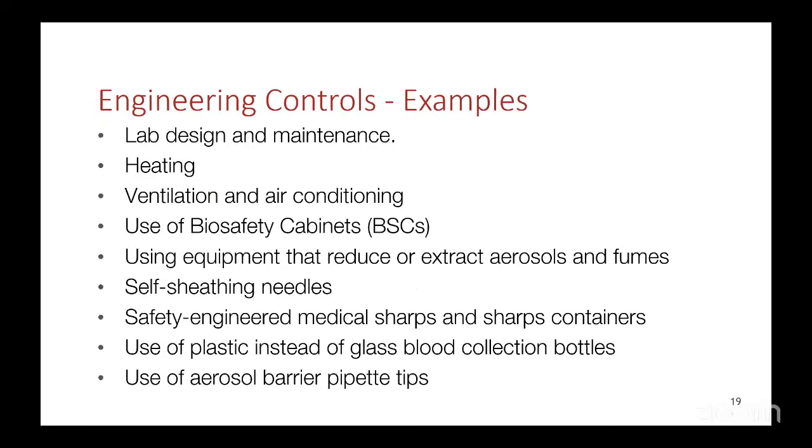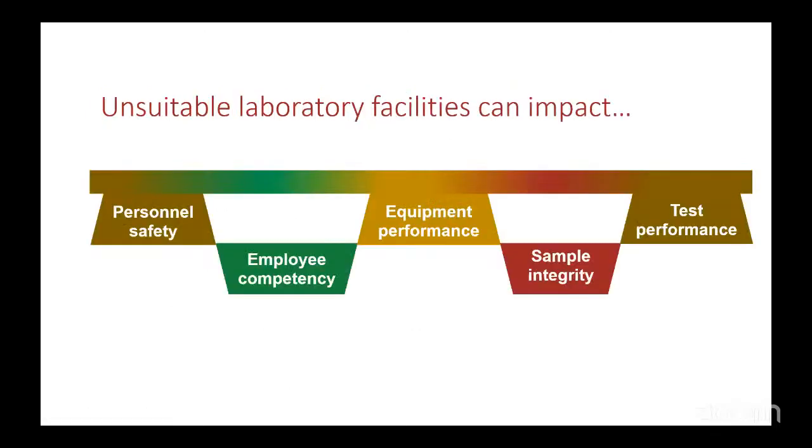That is substitution. Engineering control examples include lab design, maintenance, heating, ventilation, air conditioning, use of biosafety cabinets, using equipment to reduce or extract aerosols and fumes, self-sheathing needles, safety engineering, medical sharps and sharps containers. All these are part of engineering control. Use of plastic instead of glass blood collection tubes, etc. All these are known as engineering controls.